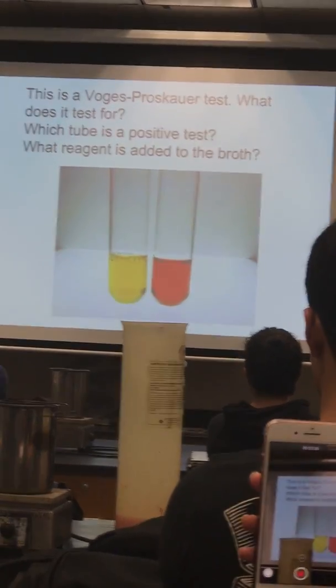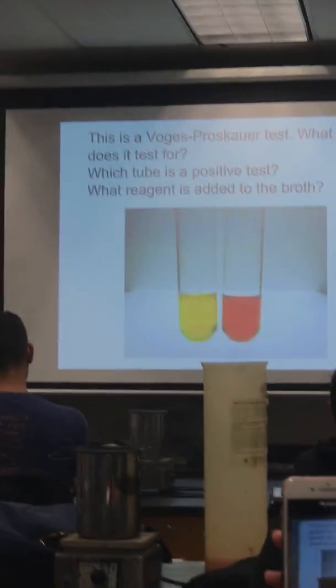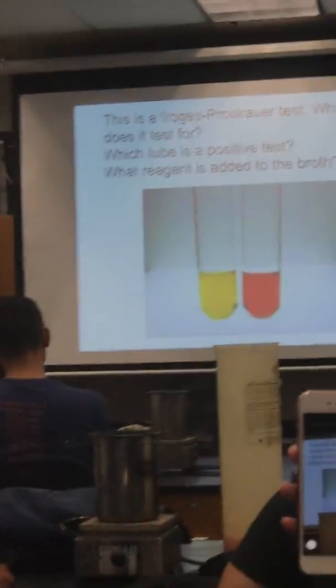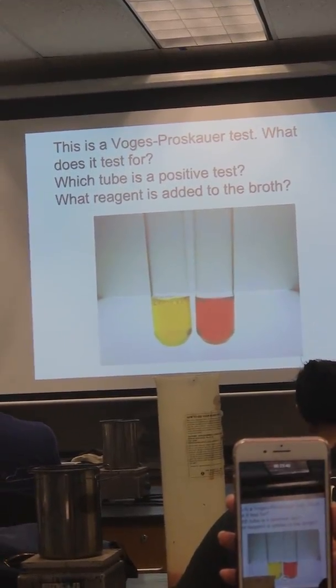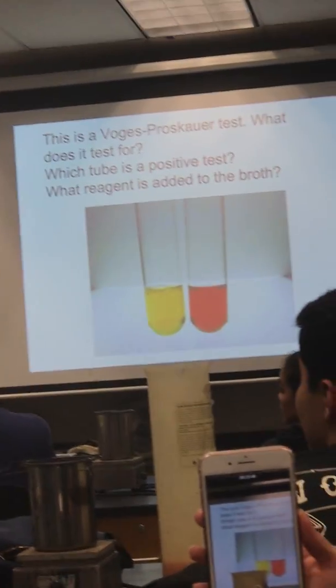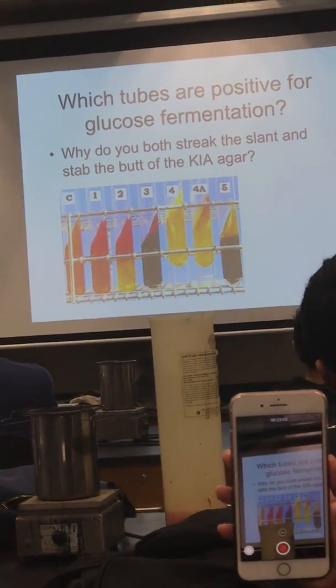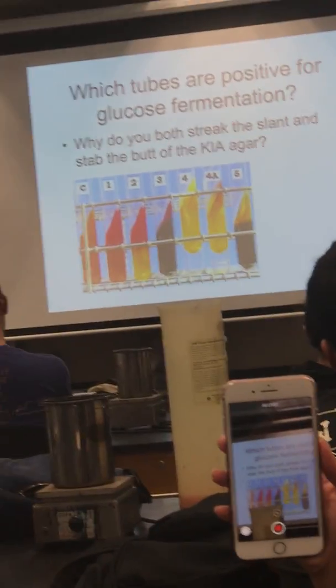Red. The only time the red is a negative test is on the final stages of the nitrate test, right? That's the one that's sort of different. Usually red means positive. What reagents are added to the broth? KOH and alpha naphthol. So if you were to put butanediol fermentation, would that be okay? Yeah.